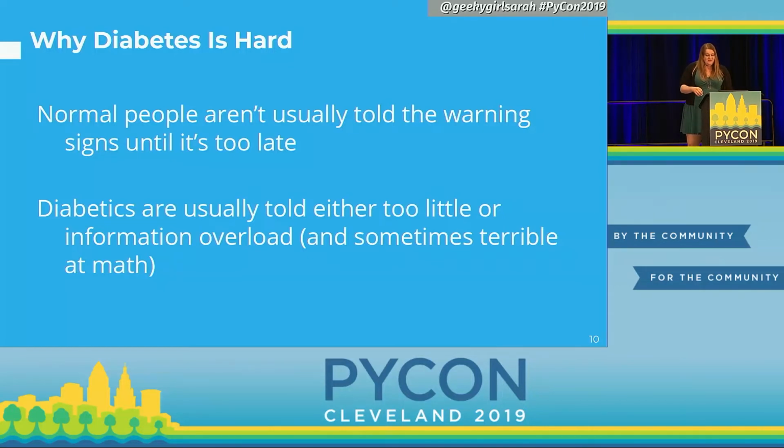The other case was that usually diabetics are told either too little information or too much information. So there's sort of this overload. And sometimes they're usually really terrible at math, so you'll start to find out there's a lot of things that we have to kind of take into account when we deal with all this.